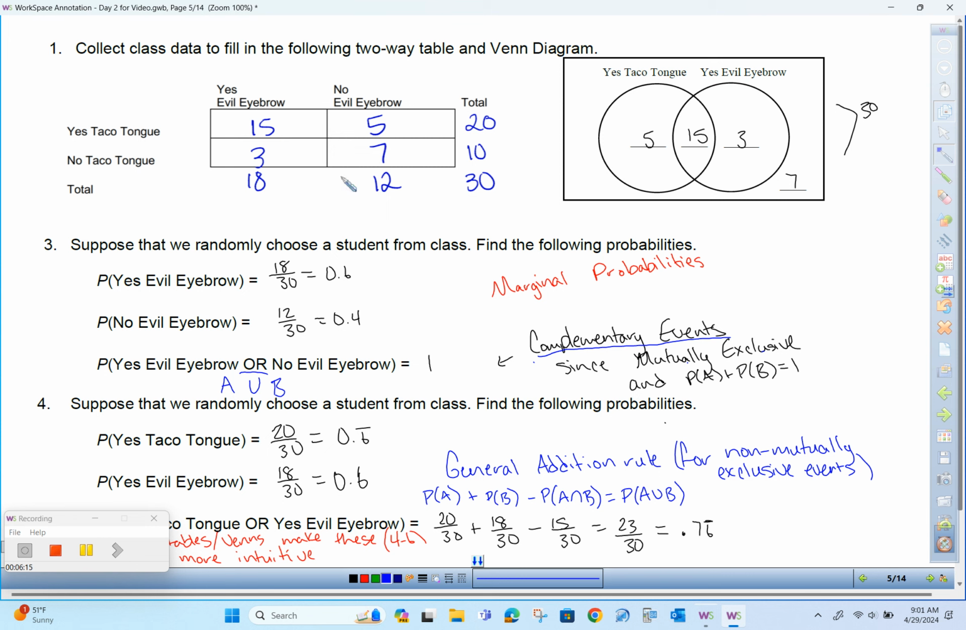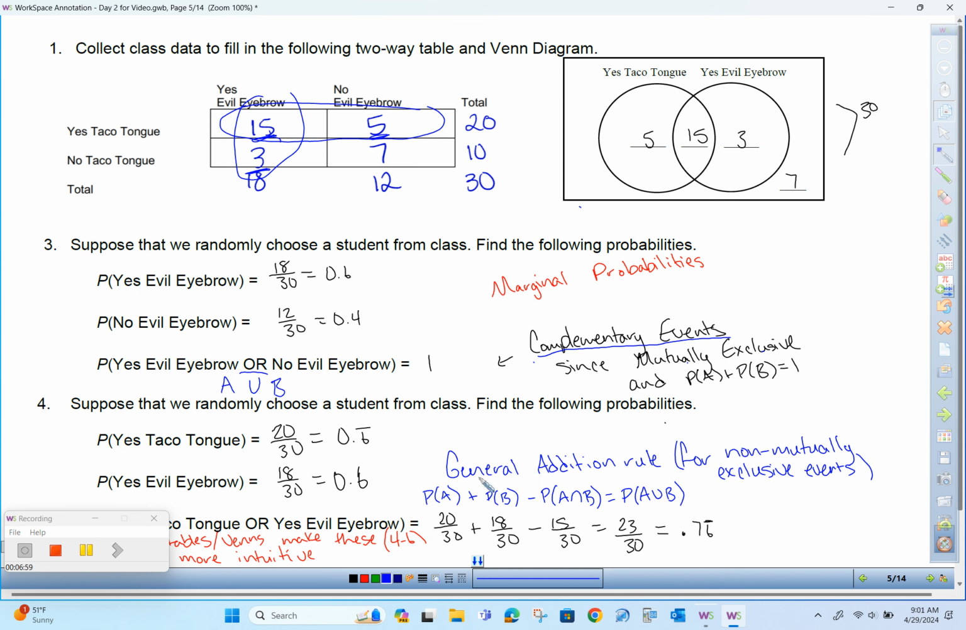if you have a two-way table. Your taco tongue, yes, is here, and then your yes, evil eyebrow is here. You're just going to count the 15 plus the 3 plus the 5 and put it over the total. You don't have to count that 15 twice originally, and if you don't count it twice, there's no need to subtract. So sometimes just listing it out and counting will get you there a little bit faster. So that's what I put here, that the tables or the Venn diagrams are going to make this problem and the next few more intuitive, where you don't necessarily have to know any of these formulas.